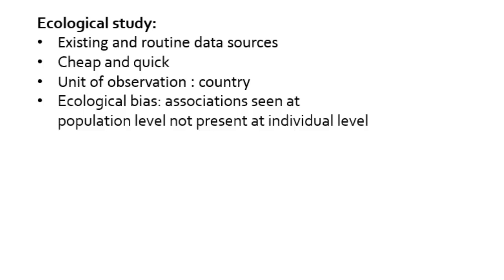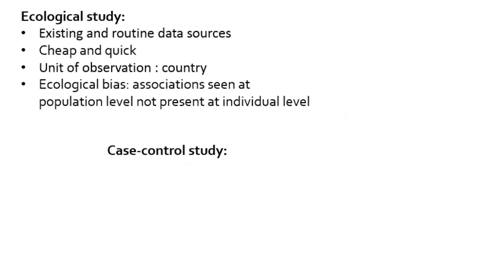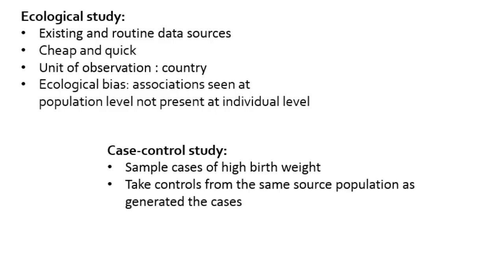Of course, we wouldn't know if the result was biased or suffered from this ecological bias, but we'd need to collect individual level data to find out. So we might then decide to do a case control study, collecting information on individuals. Here we might take a random sample of high birth weight cases and a random sample of normal weight babies from the same source population that generated the cases, or the high birth weight babies, and then try to describe the mother's dietary habits during pregnancy.